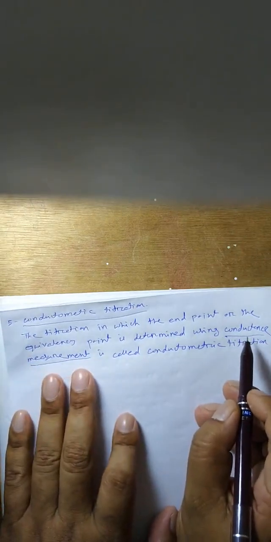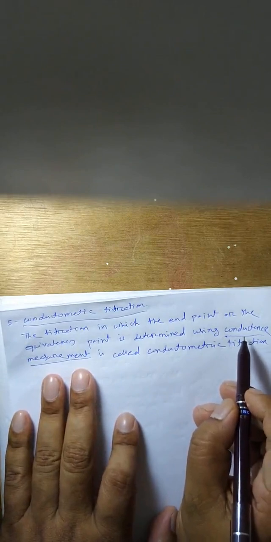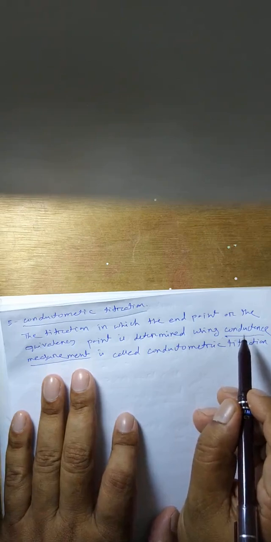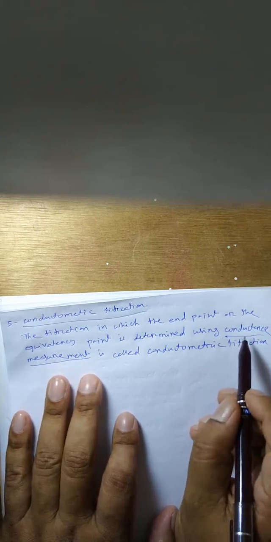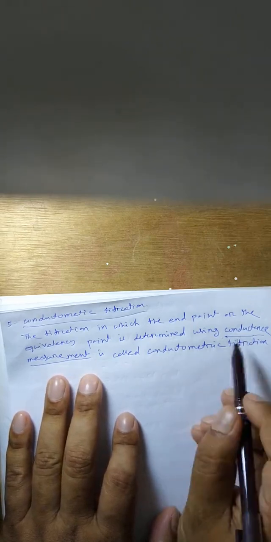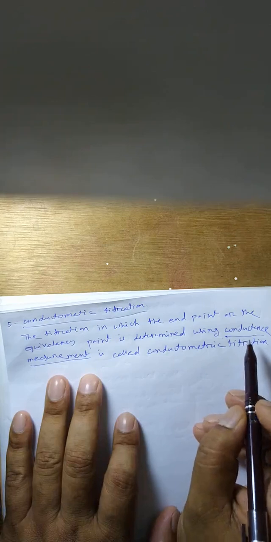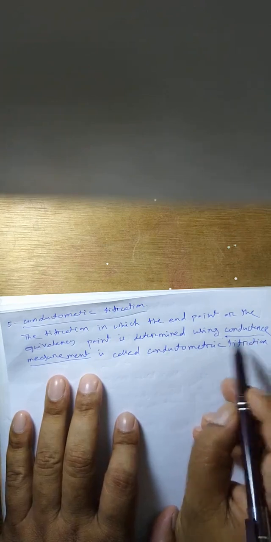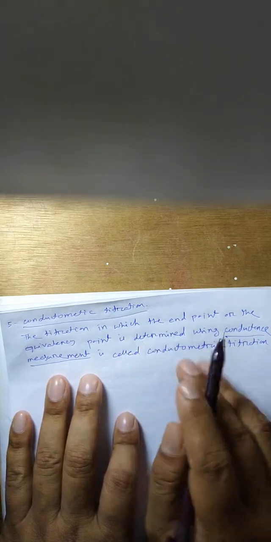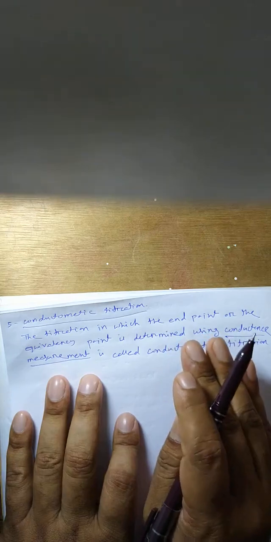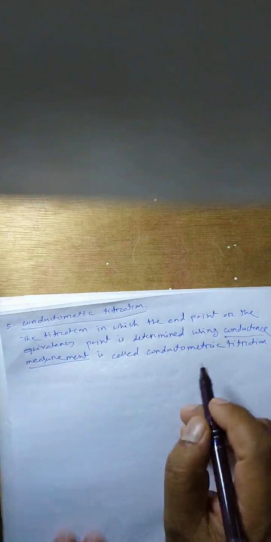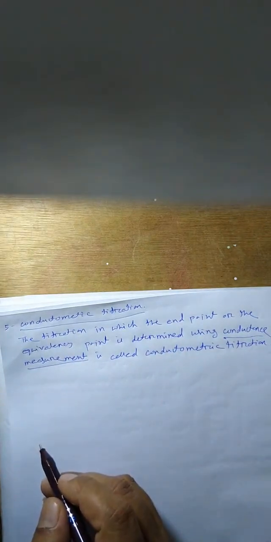You already did this experiment in the lab. In the lab you did two experiments, one is strong acid with strong base, another is weak acid with strong base. You already performed these two experiments using this instrument in our lab, the conductance instrument with the conductivity cell. So this titration is totally based upon the conductance measurement instrument. This titration is called the conductometric titration.